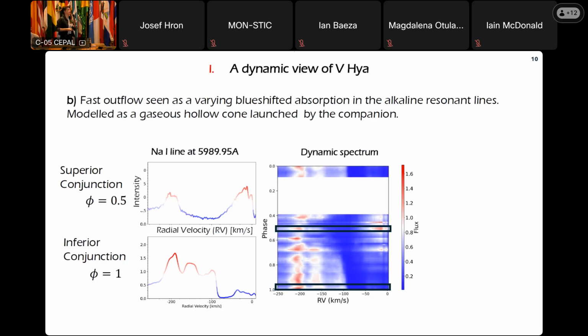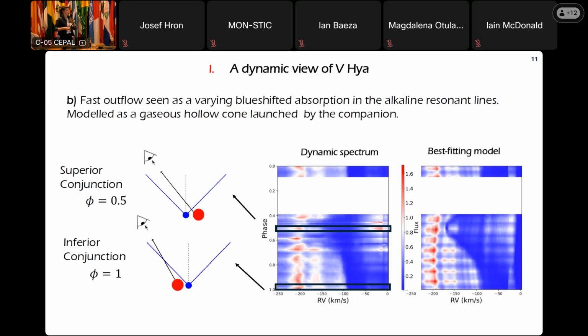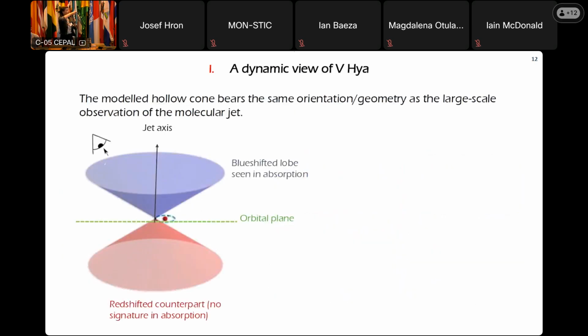Here we did a simple spatiokinematic model of a jet launched by the companion. If you assume a density and fit a density and velocity profile of a conical jet launched by the companion, you are able to reproduce that kind of profile. That means we have a velocity jet launched by the companion, a blueshifted cone that we see in the optical data, and we can assume by symmetry that there is also a counterpart that we don't see in the optical data.